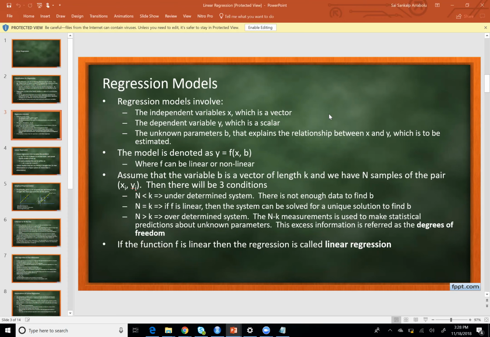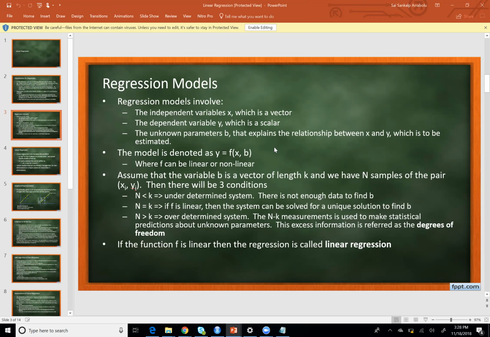That's why x is a vector, because x is basically features. They are independent of each other. But y depends on what your x is, because y is something you're predicting. The unknown parameters b, like a vector containing a1, a2, a3, a4, up to b, explain the relationship between x and y, and are to be estimated. Therefore, the regression model is something like this: y equals some function of x and b, where f can be linear or non-linear.